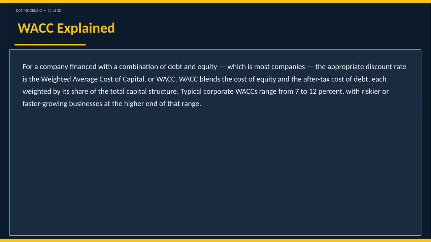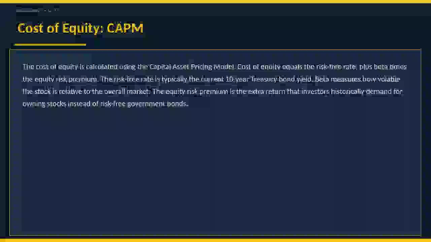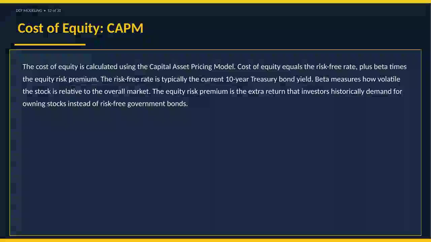WACC blends the cost of equity and the after-tax cost of debt, each weighted by its share of the total capital structure. Typical corporate WACC values range from 7 to 12%, with riskier or faster-growing businesses at the higher end of that range. The cost of equity is calculated using the capital asset pricing model. Cost of equity equals the risk-free rate, plus beta times the equity risk premium.